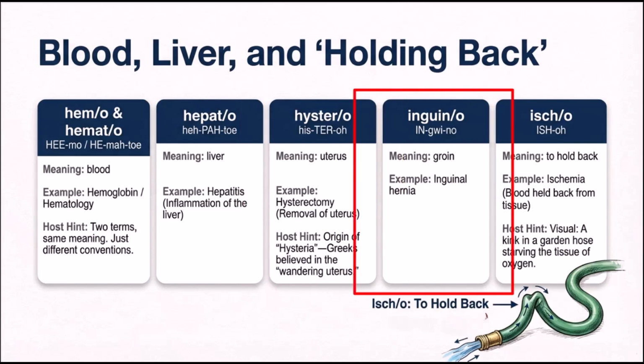Inguino. Groin. Specifically the area where your thigh meets your torso. Which is where you'd get an inguinal hernia. Exactly. A weakness in the muscle wall right in that spot.